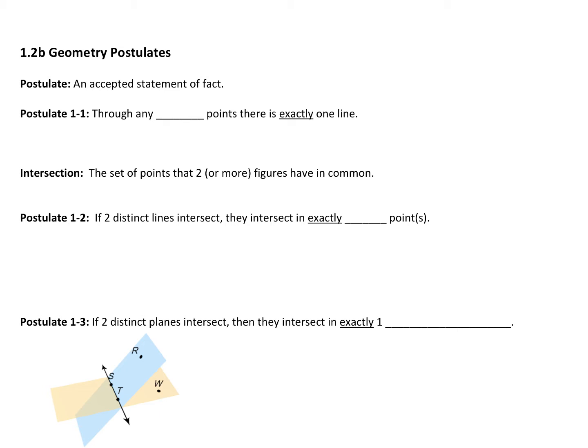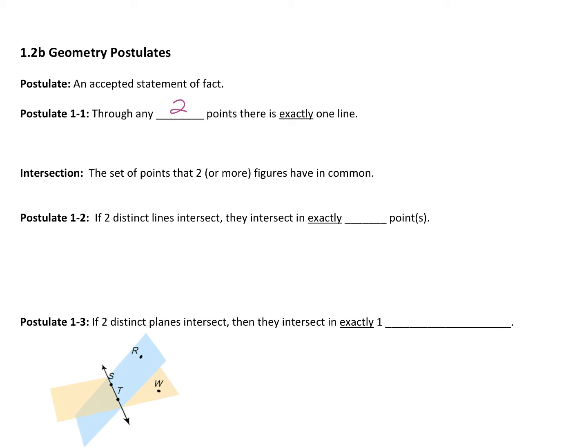So, postulate 1-1, don't memorize the number. That's a waste of your time. I just need you to understand the concept here. What it says is this. Through any blank points, there's exactly one line. We're trying to put a number in there. What do you think? I heard 1, I heard 2. 2. It's 2. Good job. Through any 2 points, there is exactly one line.